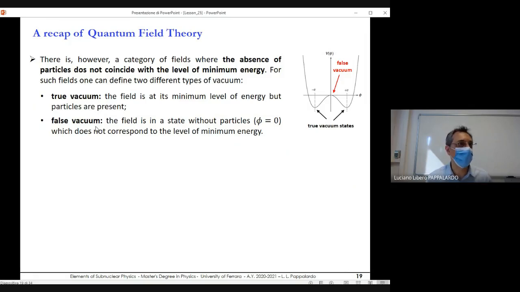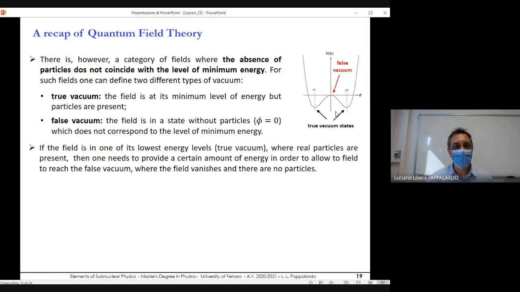And the false vacuum, where now there are no particles, the field is at zero, but it does not correspond to the level of minimum energy. And you see here in the picture, the false vacuum is here, where the field is indeed zero, and so there are no particles here, but this is not the lowest energy state. The lowest energy states are these two here, where you can have particles. So it's a completely different behavior.